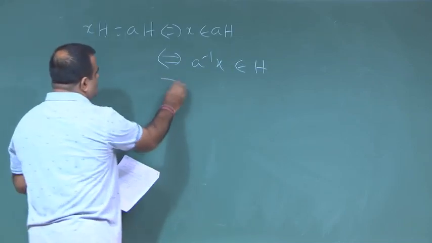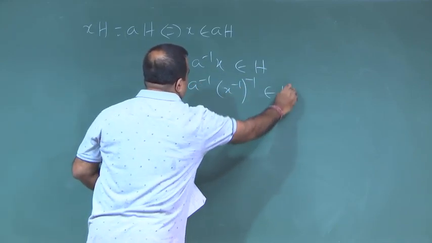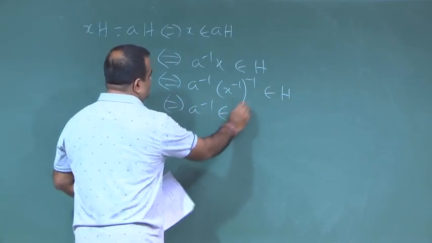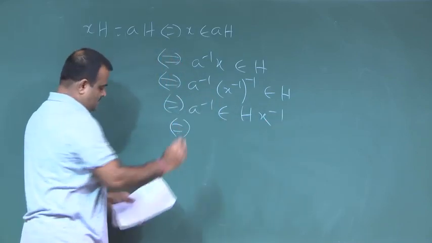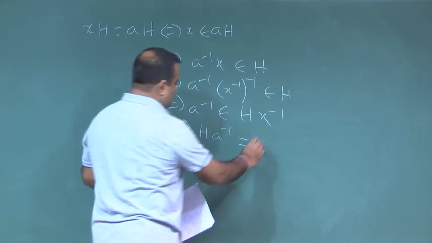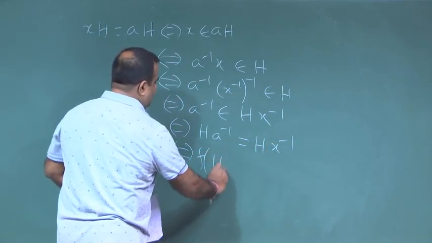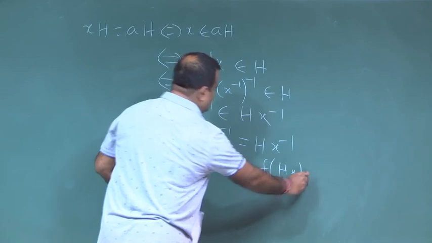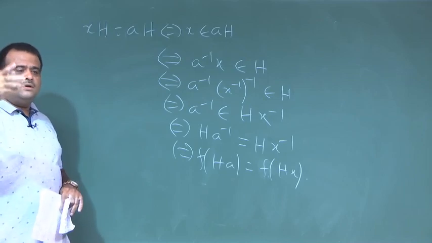Okay. Now, this implies A inverse x, we can write it this way, belongs to H. Now, this implies A inverse belongs to... now this implies x A inverse equal to H x inverse. So, this implies f of H a is equal to f of x a. Good news. So, that means it is unique.